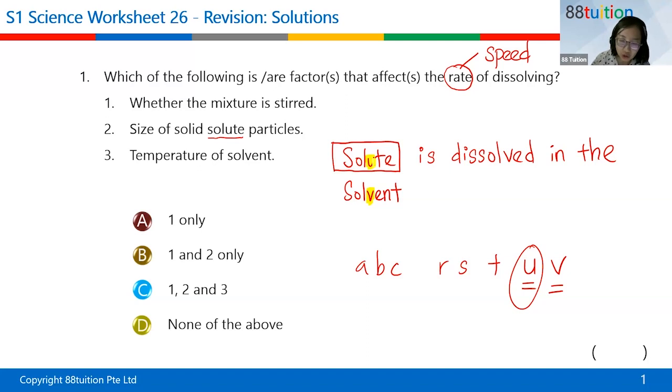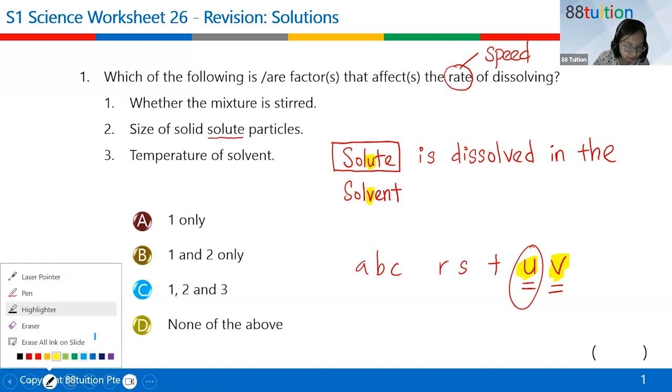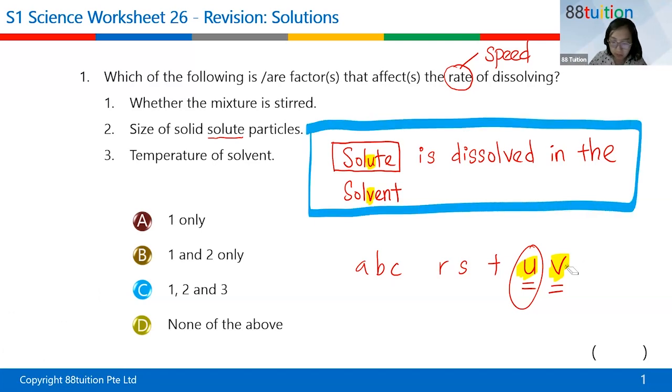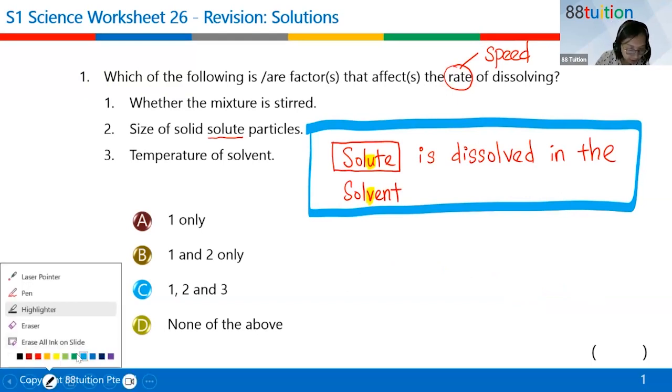Okay. So the letter U comes first before V. All right, so that's how you can remember. So solute is dissolved in the solvent. So remember this. So if I talk about, let me just erase this. Okay, if I talk about, give me examples of things dissolving in everyday life.